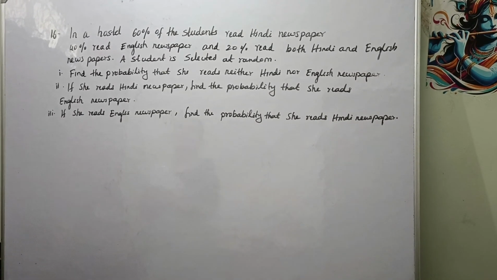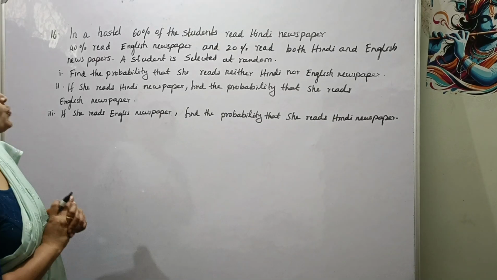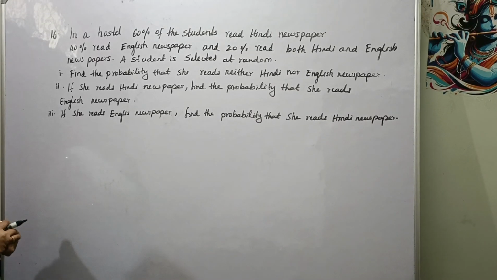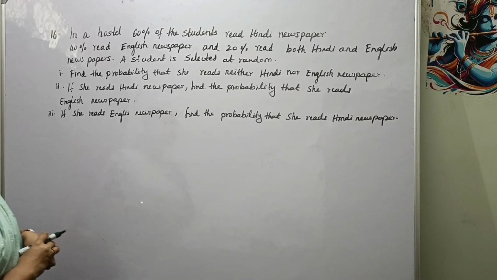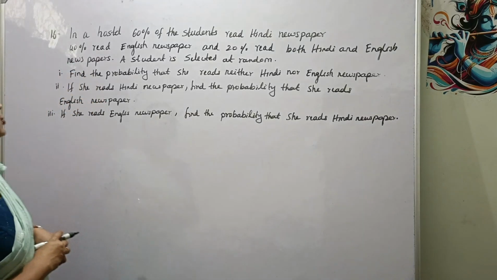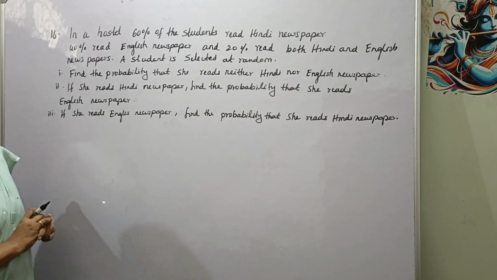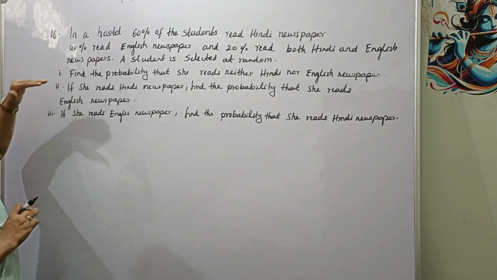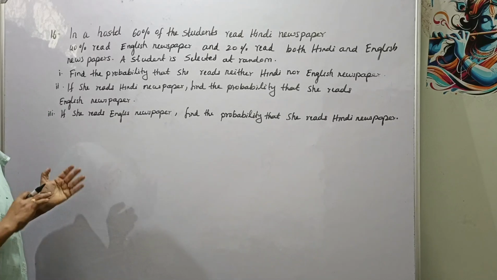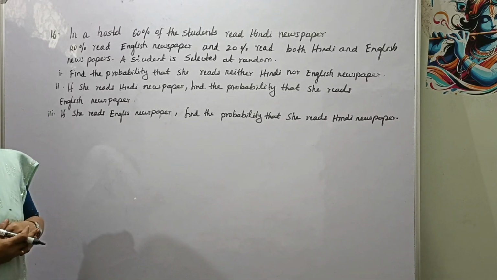In a hostel, 60% of the students read Hindi newspaper, 40% of the students read English newspaper, and 20% read both Hindi and English newspapers. A student is selected at random. First one, find the probability that she reads neither Hindi nor English newspaper.